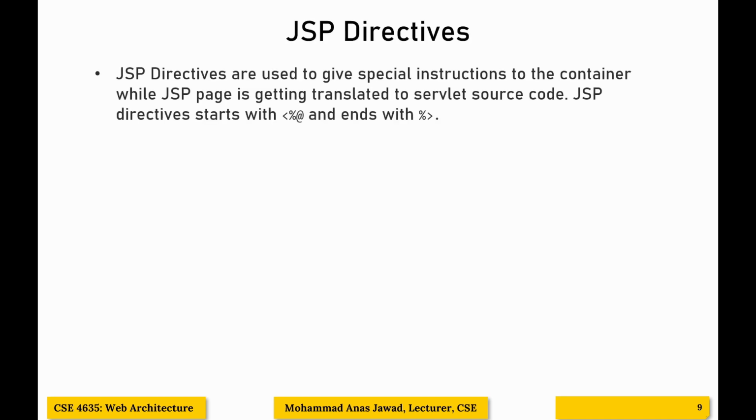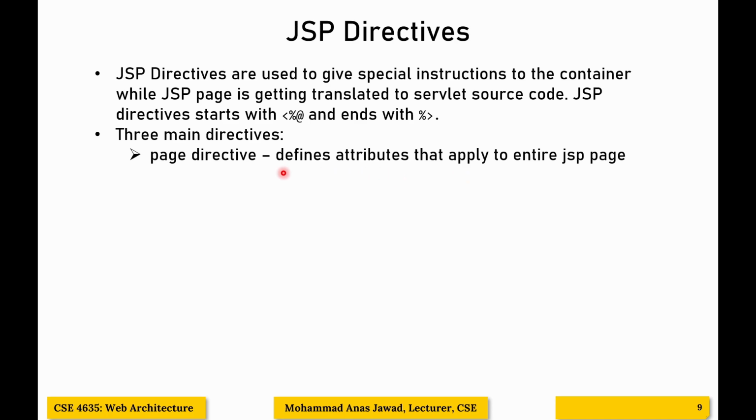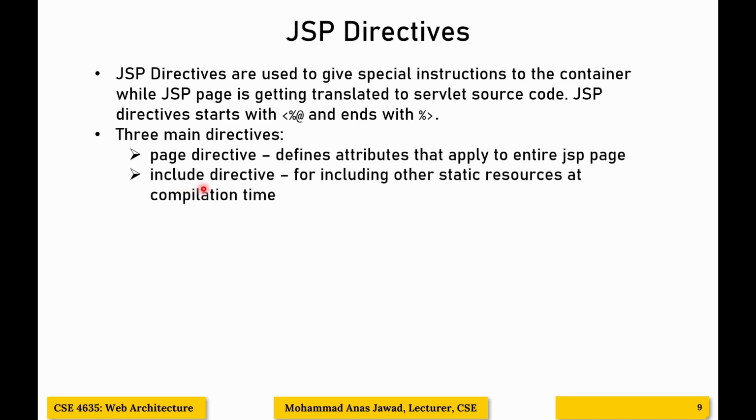Next, we take a look at JSP directives. JSP directives are used to send messages to the web container, which essentially tells the web container how to translate a JSP page into the corresponding servlet. JSP directives start with angle bracket percent at and end with percent angle bracket. There are three main directives when it comes to JSP directives. These directives are page directive, include directive, and the taglib directive.